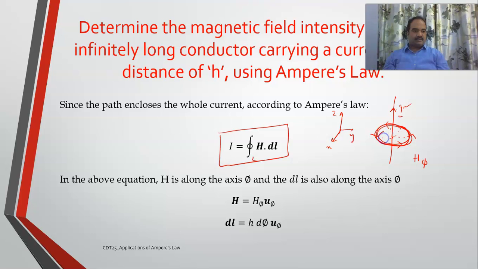So I'll take H as having a phi component, because what is varying? The distance is common, the angle is varying. So I'll take H as having an H phi component along the phi axis. I'll take it in cylindrical coordinates. H is equal to H phi u phi.